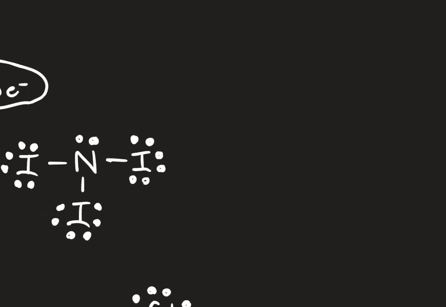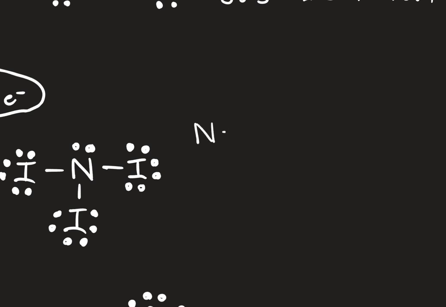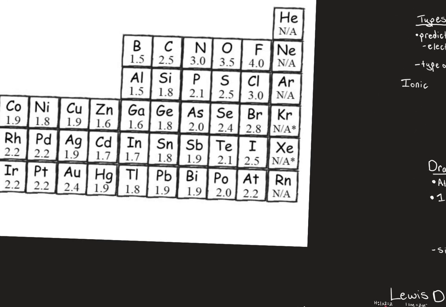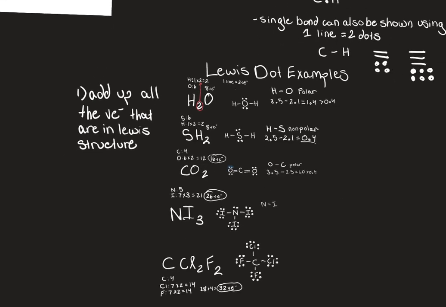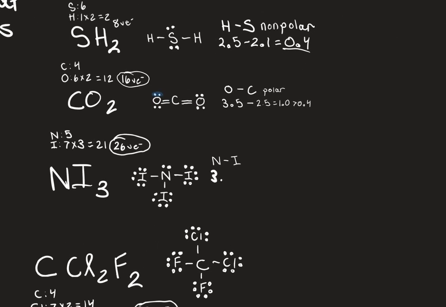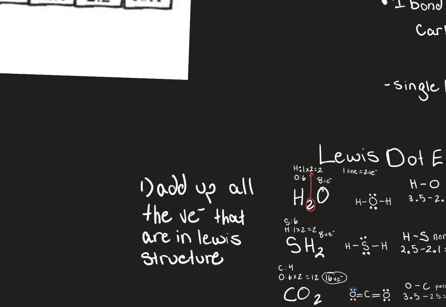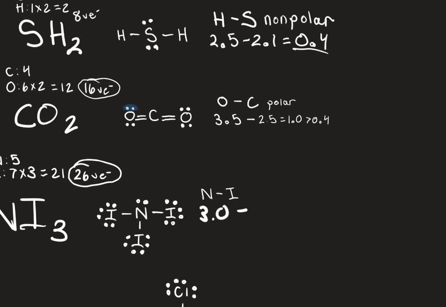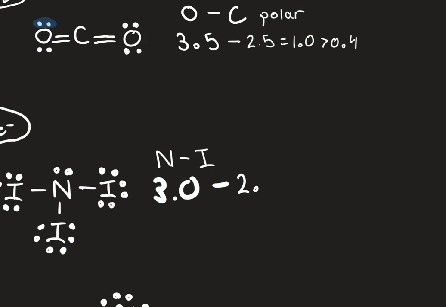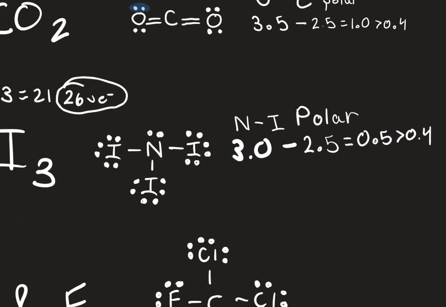Okay, NI3. So we're going to look at a nitrogen to iodine bond. Nitrogen has a value of 3. Iodine has a value of 2.5. Which means the difference is 0.5, which is larger than 0.4. So nitrogen to iodine is a polar bond. So each of these three bonds are polar covalent.